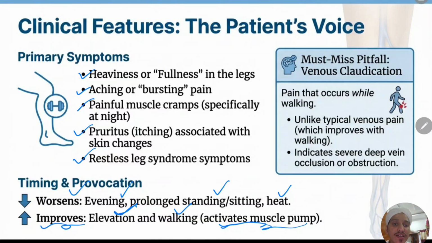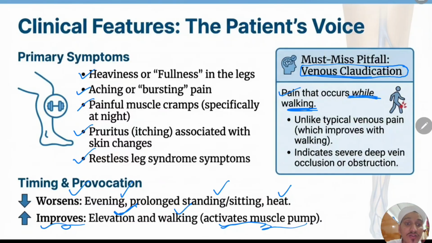This is a very important point. But one pitfall to remember is venous claudication. This is not venous claudication. So remember, the pain of CVI is not the pain of venous claudication. What is venous claudication? Pain that occurs while walking is not CVI pain. CVI pain will occur when the patient is sitting or standing for a long time, it will be more towards evening, and in the morning it will be less.